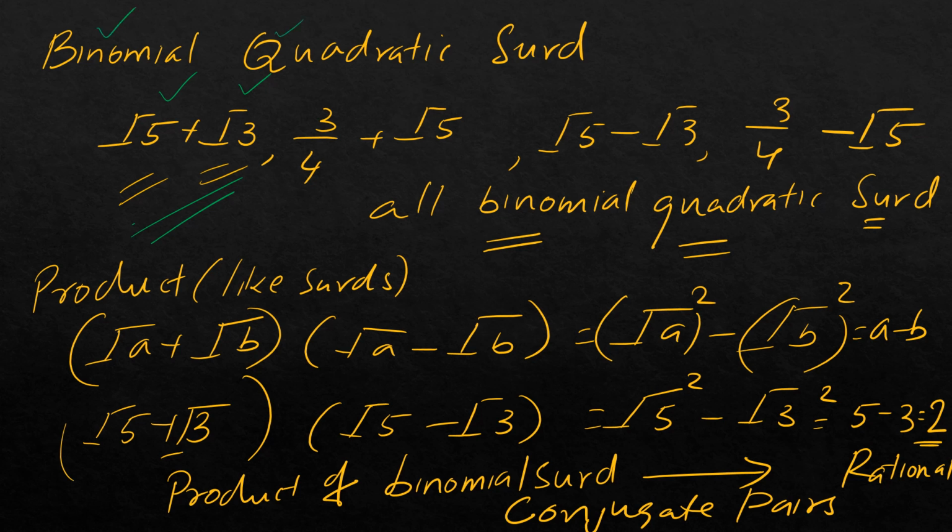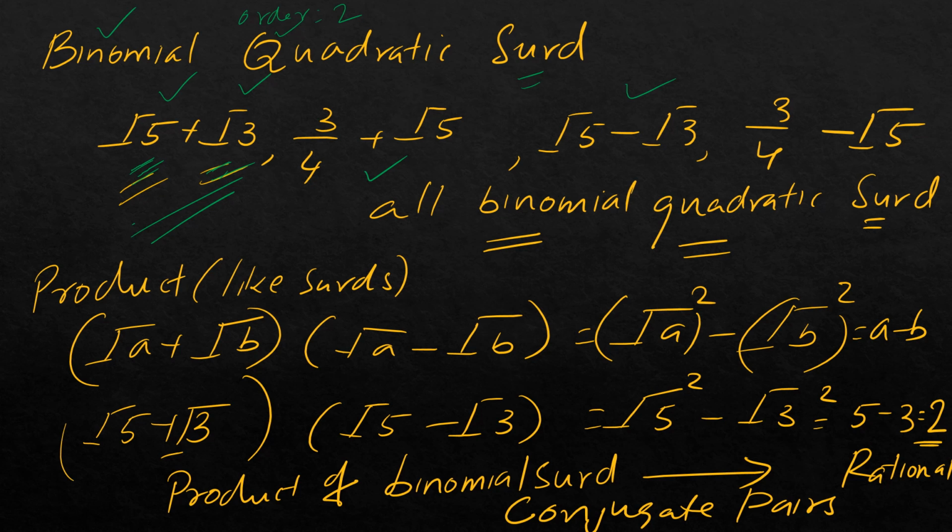Quadratic means having order 2. Not to forget, surd means the answer is an irrational number. So there are two surds having order 2, that means square root, and it is a surd. So these all are binomial. Root 5 minus root 3, 3 upon 4 minus root, all these are binomial surds and binomial quadratic surds.